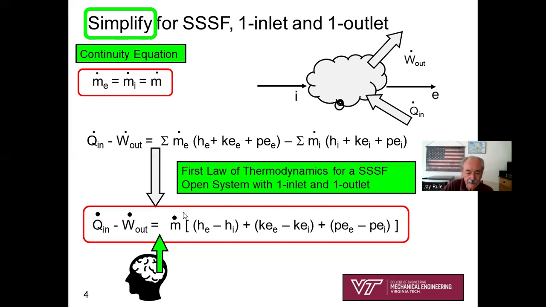So you've got one m dot, and on the right-hand side, you've just got this bracket term made up of the enthalpy change from exit to inlet, kinetic energy change from exit to inlet, and potential energy change from exit to inlet. Exit minus inlet. So that's the simplification. And if you've got this in your head, you can quickly generate this statement of the first law, steady state, steady flow, one inlet, one outlet.